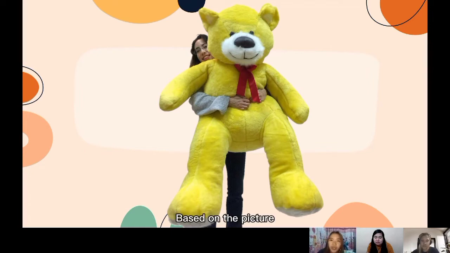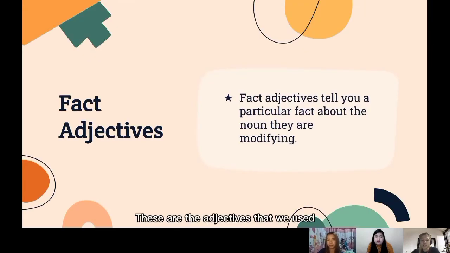Based on the picture, the sentence that I can give is, the teddy bear is very big. Okay, thank you very much. Now, based on your answers, the adjectives that we use are yellow and big. These adjectives are called fact adjectives. Fact adjectives tell you a particular fact about the noun that they are modifying.